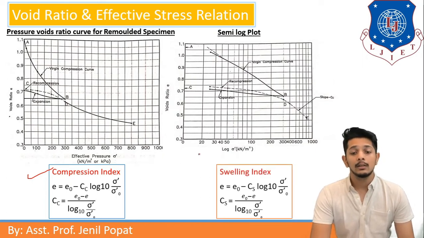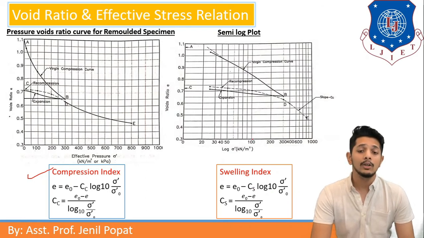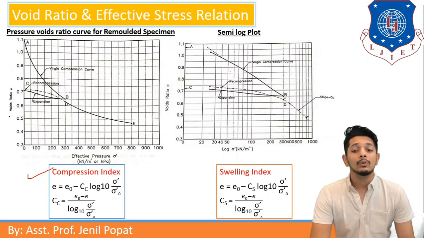Let us move further. Another empirical formula given by Terzaghi is for the swelling index. e is equal to e0 minus Cs into log 10 base sigma dash upon sigma 0 dash. Here Cs is the new thing. Cs is the swelling index. Now the swelling index can be obtained from the curve BC. The slope of the curve line BC, that is the expansion curve, is denoted as the swelling index Cs. Cs can be written as e0 minus e upon log 10 base sigma dash upon sigma 0 dash.